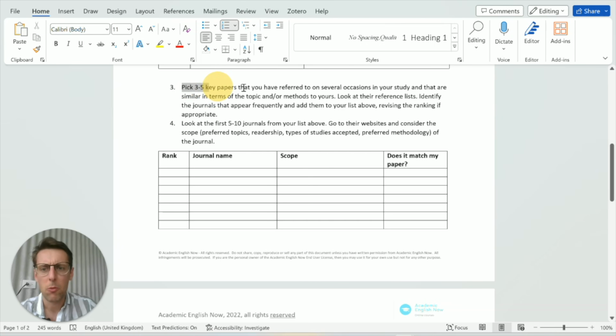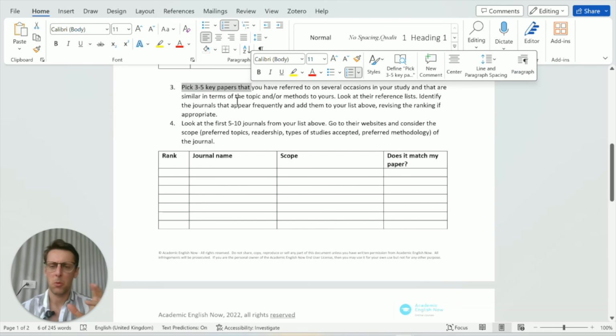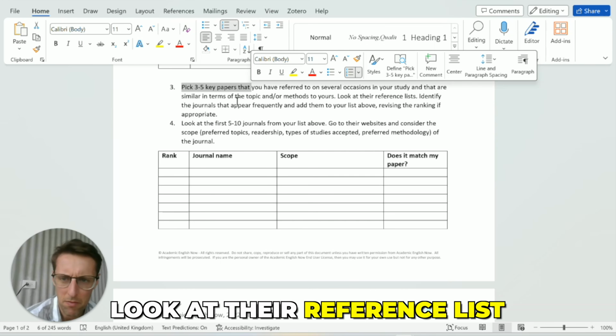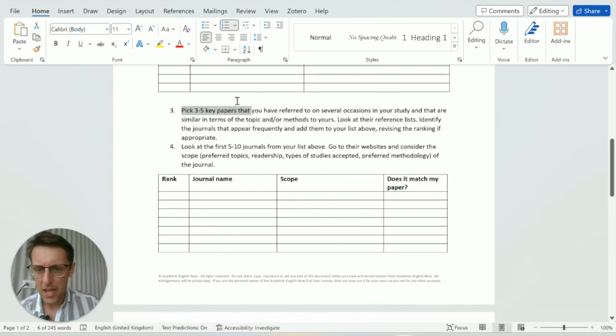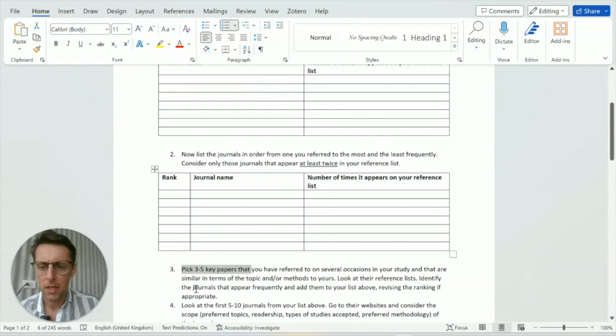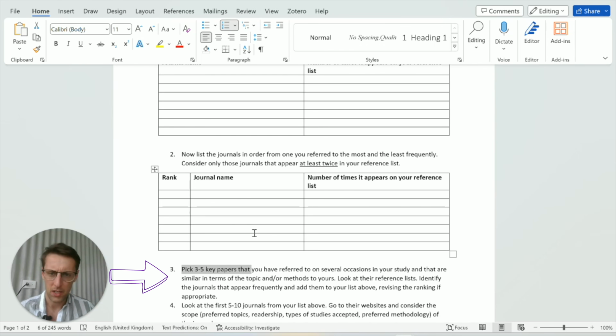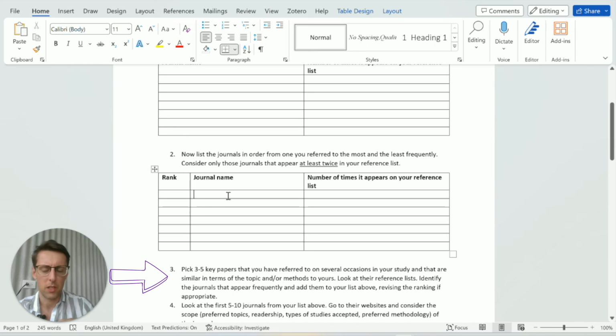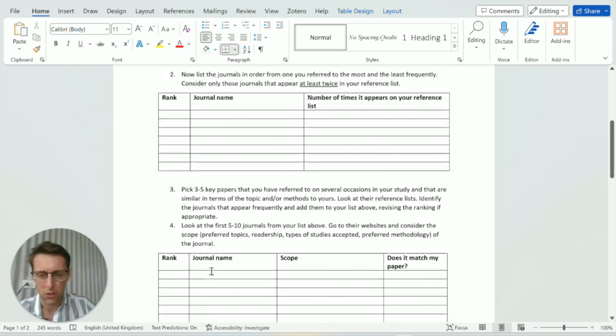Yeah, and then I would also pick important papers that you've referred to that are similar to yours, and look at their reference list and try to do the same exercise that you've done here, but for those other 3 to 5 papers. That will really help you as well. It can expand your list slightly and you might find other journals, or it can just confirm your choices and maybe the journals that you've ranked here are also referred to by other researchers in your field.